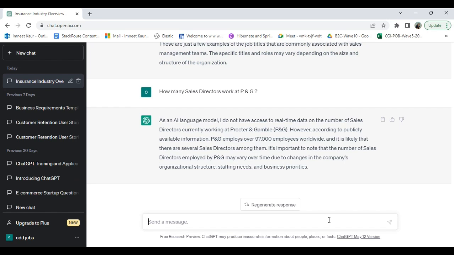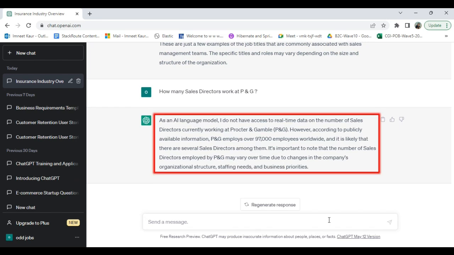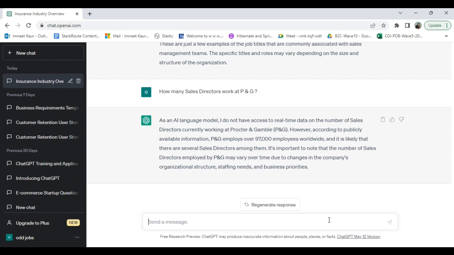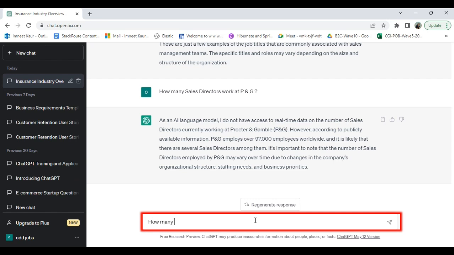So you can see ChatGPT is not trained in that area. That is why it has written as an AI language model, I do not have access to real-time data on the number of sales directors currently working at Procter & Gamble, that is P&G. So now let us try to get an approximate answer. So we will see how many sales directors should I expect to see at a company like P&G. So we have just modified the prompt and let's see the response.